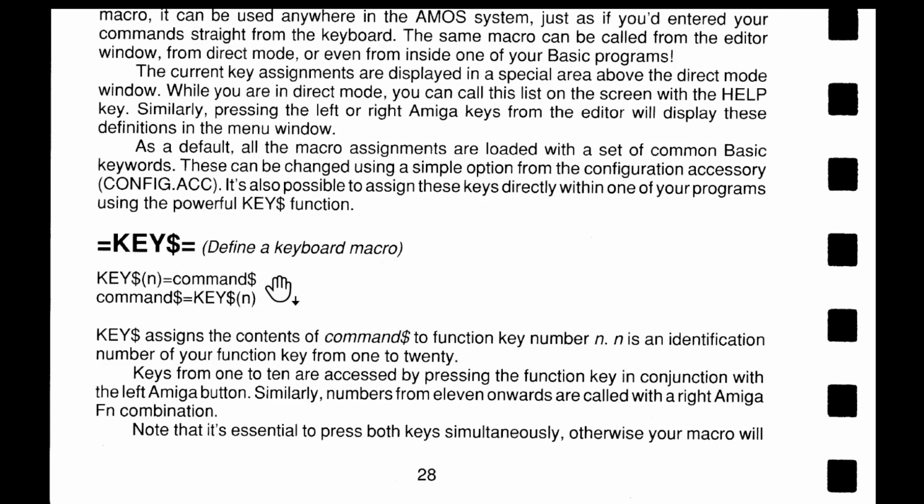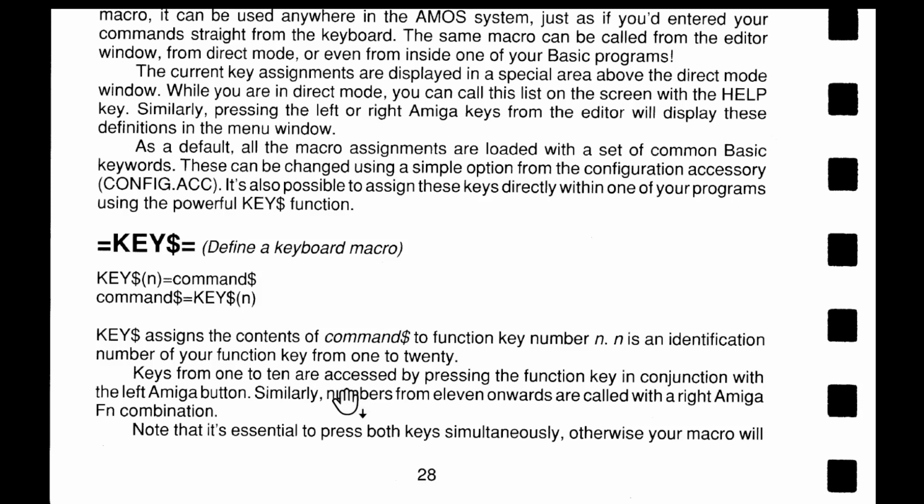Key$ equals, define a keyboard macro. Key$(N)=command$. command$=Key$(N). Key$ assigns the contents of command$ to function key number N, where N is the identification number of your function key from 1 to 20.